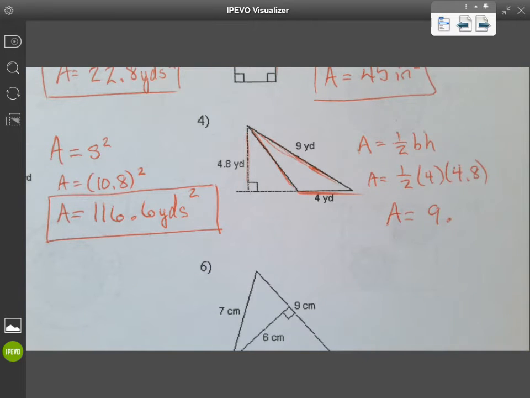This is where you guys use your calculators and you shout out the answers. 9.6 yards squared.